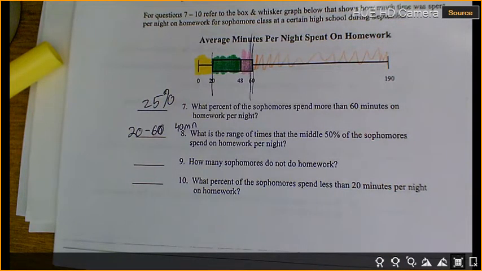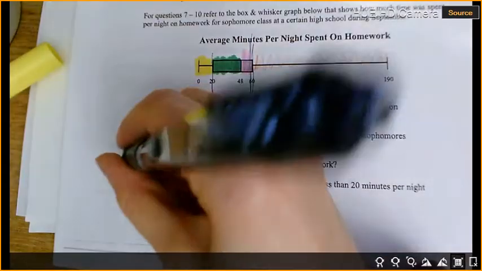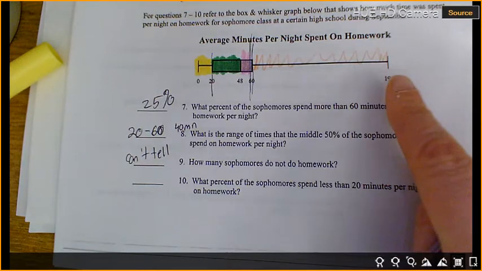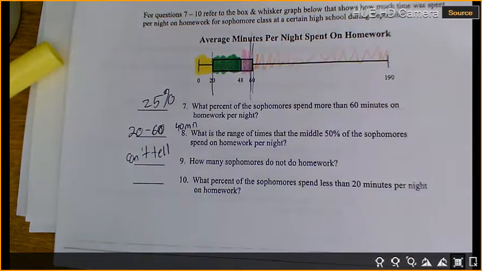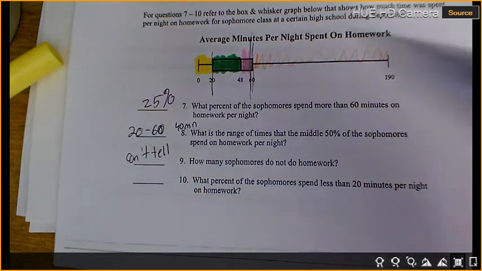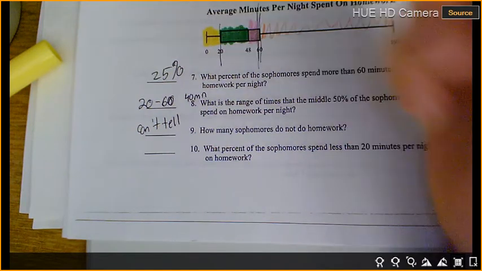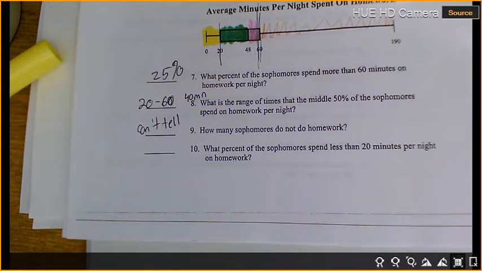How many sophomores don't do any homework at all? We can't tell. This doesn't tell me. 25% do between 0 and 20, but it doesn't tell me the percentage of people that do 0. I'm teaching over here. You should be looking over here, paying attention. So we can't tell, because we know 25% do 0 to 20, but we don't know how many don't do anything at all.